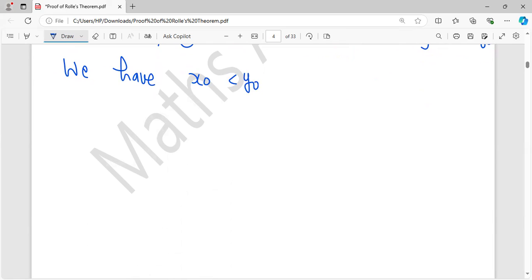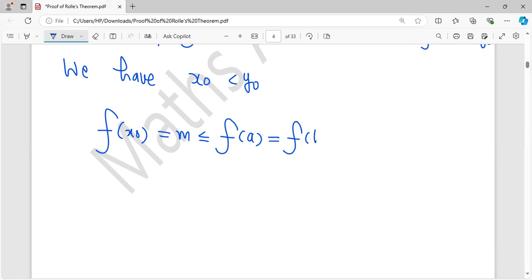So what we have actually, we have f(x naught), that is small m. So f(a) will be greater than this, and f(b) is equal to this. And then we have capital M, that is f(y naught).